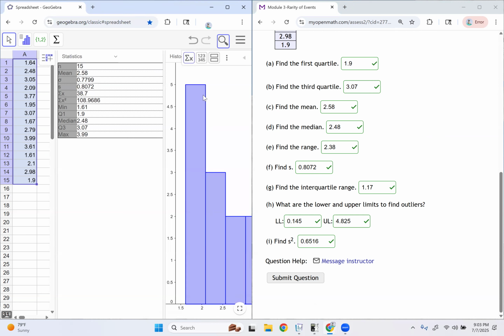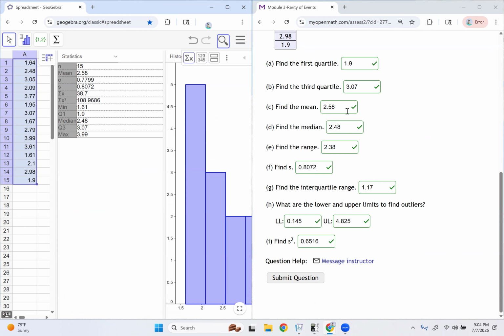That looks great, that's my mean. My standard deviation of 0.872. I can find my s squared by literally squaring that number. And there's my 5-number summary. My minimum 1.61, my first quartile of 1.9, my median of 2.48, my Q3 of 3.07, and my maximum of 3.99.